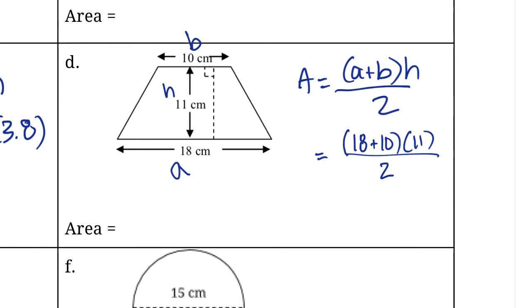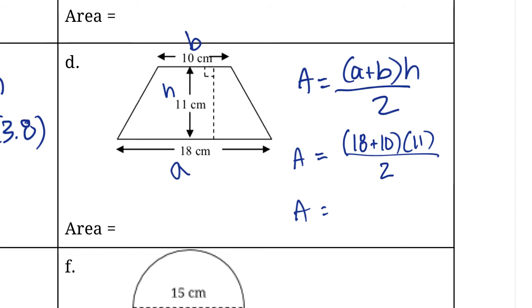Now, maybe you tried calculating this, and maybe you didn't get the correct answer at the end. Or maybe you did, which is awesome. But if you didn't, you have to be careful with our order of operations. Remember, what do we do first in order of operations? We always have to look at what's inside the brackets first, right? So we actually have to add this 18 plus 10 before we multiply by 11.